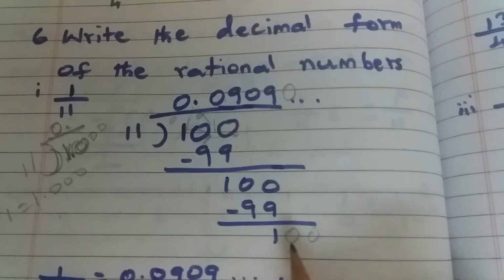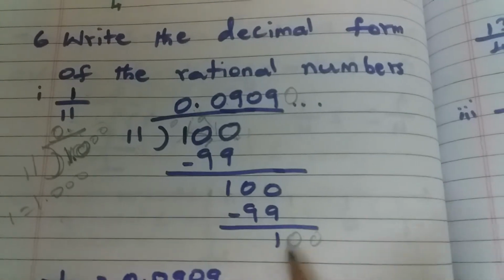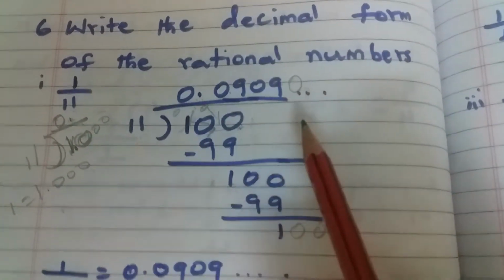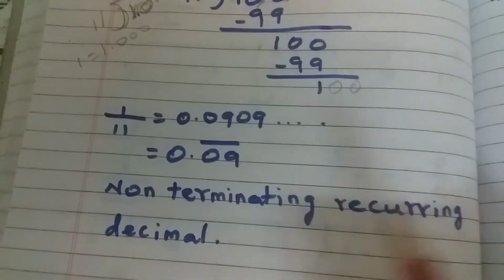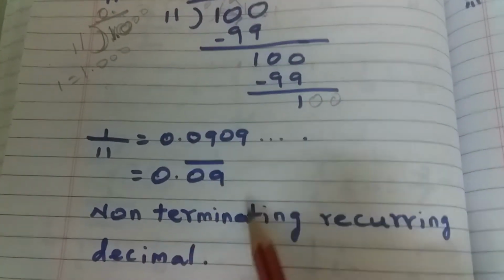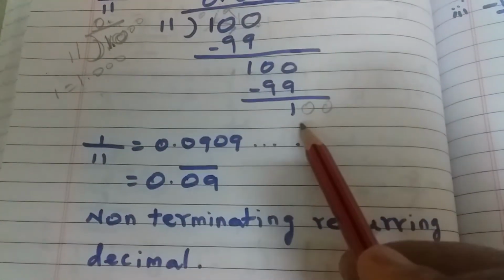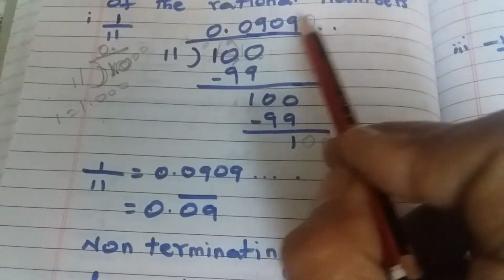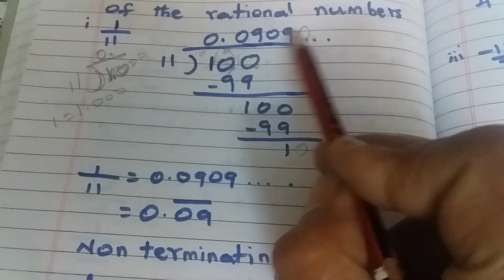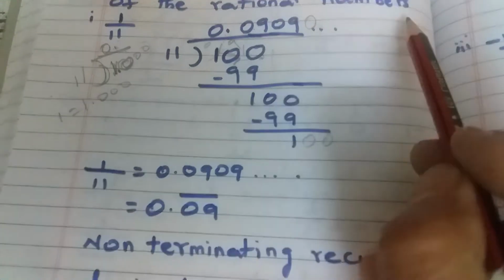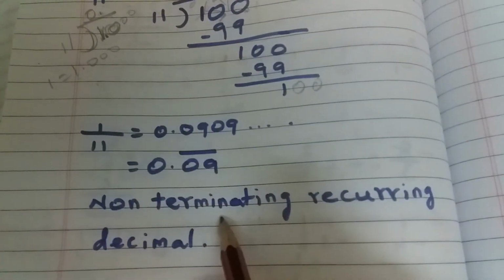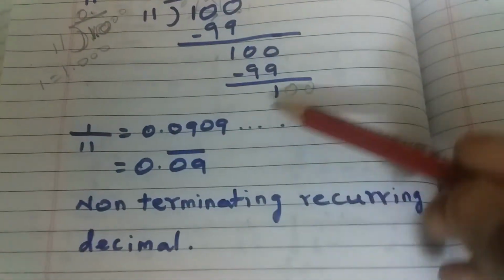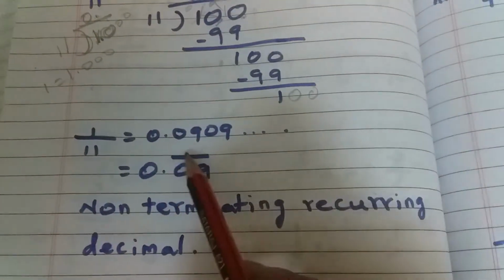So we have learned this already. If you are not getting the remainder 0 and the same number starts repeating here, 0 9 0 9, this is called a non-terminating recurring decimal. Non-terminating means it's not ending. You go on dividing it on and on. The sum will never come to an end, and you will be getting the quotient as repeated numbers 0 9 0 9 0 9. That's why it's called non-terminating, means not ending. There is no end. Recurring means the same number is coming again and again, repeating 0 9 0 9.